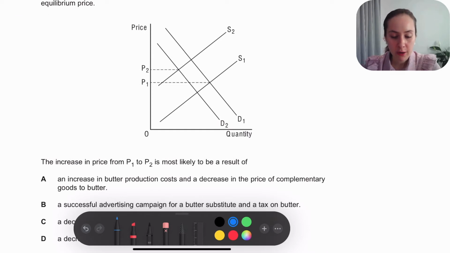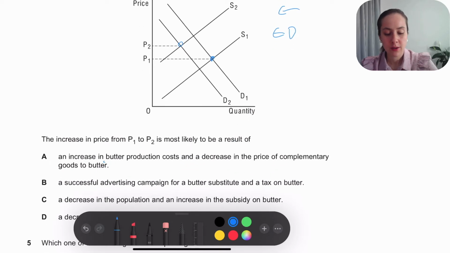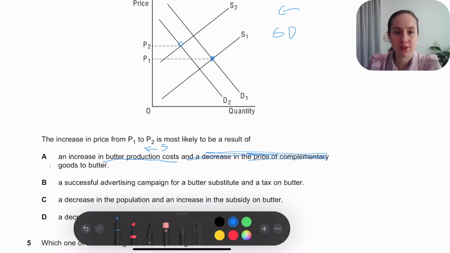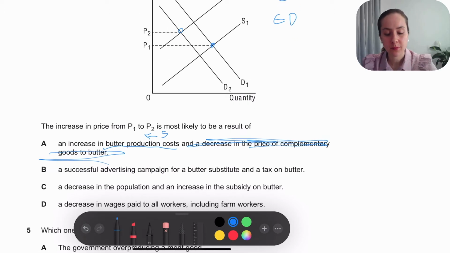We've got demand and supply of butter, and prices increase from P1 to P2. We need something that shifts supply to the left, and we need something that decreases demand, shifts that to the left too. Increase in cost of production, yeah, that's going to shift supply to the left. Decrease in the price of complementary goods. Okay, so if bread gets cheaper, maybe people buy more butter. So I'm not expecting butter demand to fall. So that seems not to be the answer there.